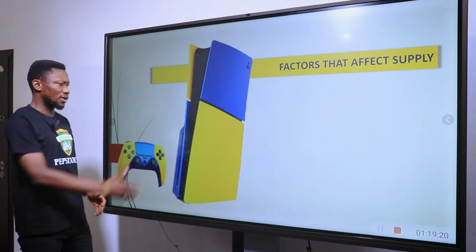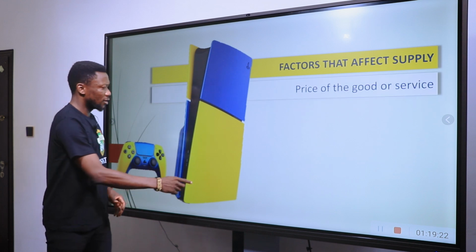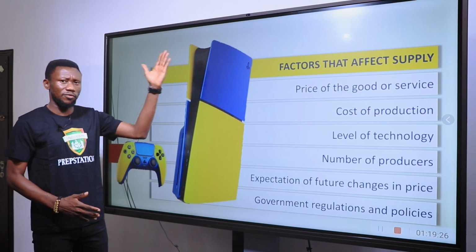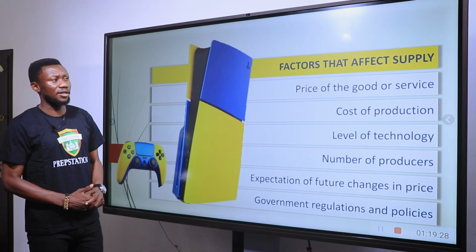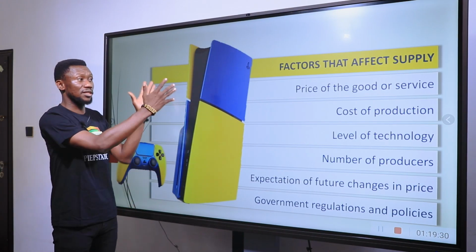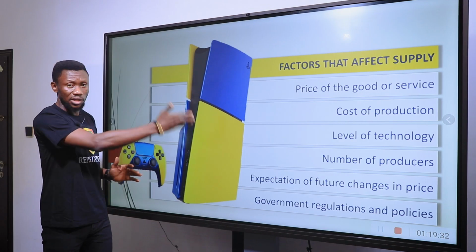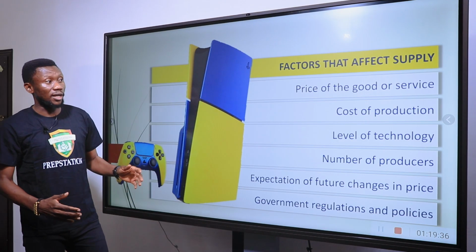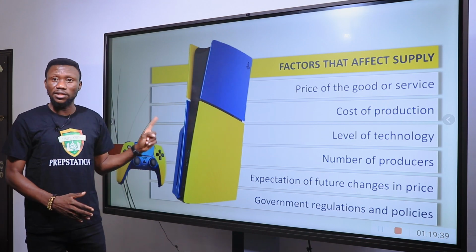Of course, this is your regular video games that you guys love. So what factors affect your supply of these things? Number one is the price of the game, the PS5 itself. Number two is the cost of producing this PS5. Why would anybody want to sell this to you? You have to consider the price that they are going to sell it to you. They're also going to look at the cost of making this game itself.